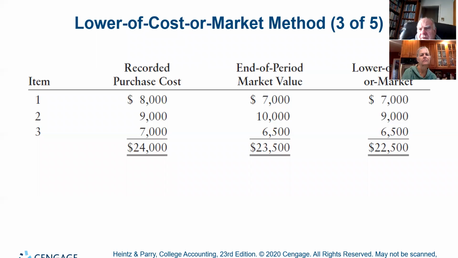You see where we got the 1,500? 8 minus 7 is 1. That's a $1,000 adjustment. No adjustment here. And then we have another $500 adjustment here. It looks like they're comparing the recorded purchase cost 24,000 with the end of period market value 23,500. That's where the $500 difference is. That might be true mathematically, but they shouldn't be doing that. They should be comparing the 24 with the 22,500, right? Yes, they should be compared.